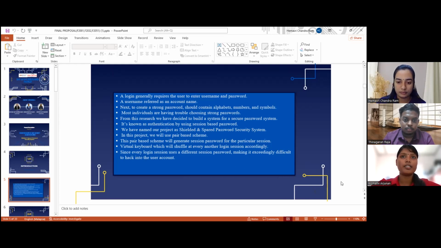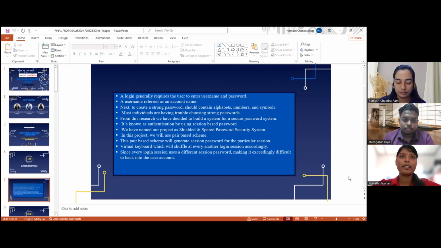From this research, we have decided to build a system for a secure password system. It's known as authentication by using session-based password. We have named our system as shielded and spare password security system, as I mentioned before. In this project, we will use pair-based scheme. Pair-based authentication scheme is to be carried over the secret pass.